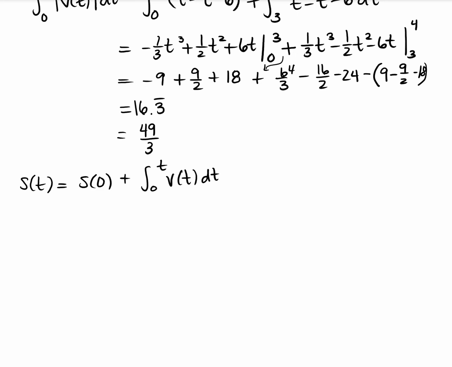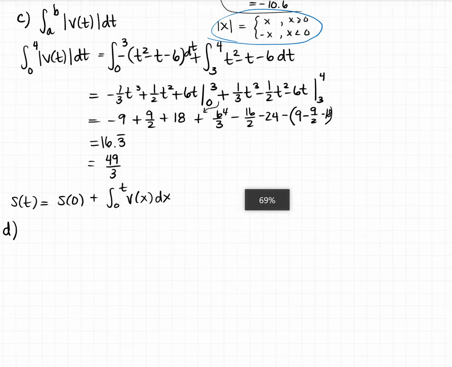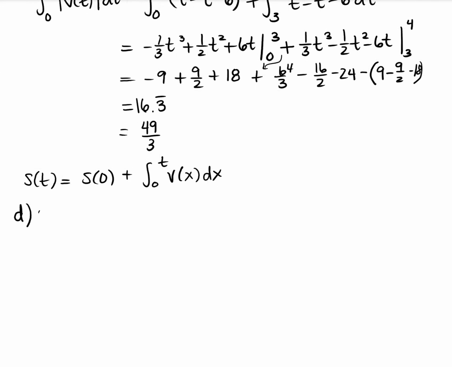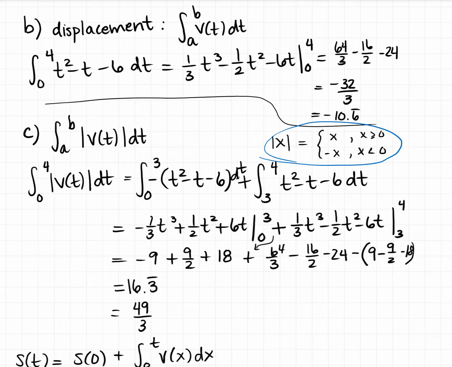But I really want you to understand too that we don't have to use, we need to use a different variable here. You are welcome to use this theorem, or if you want to, you could just figure this out yourself. So is this d? I think it's d. So what do we know? We know that v of t is t squared minus t minus 6, and we know that the initial position of this particle was 3.